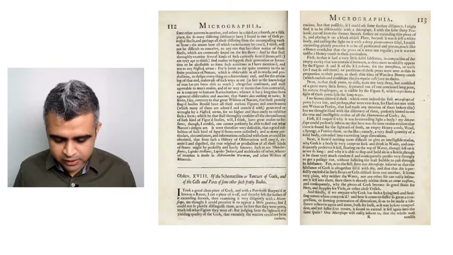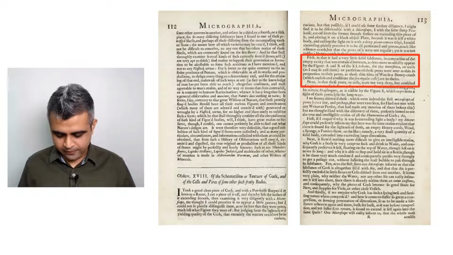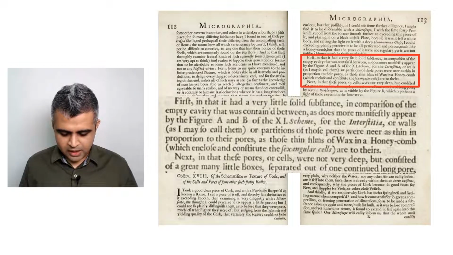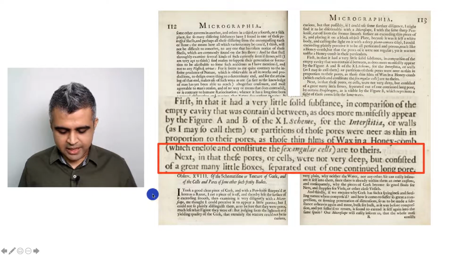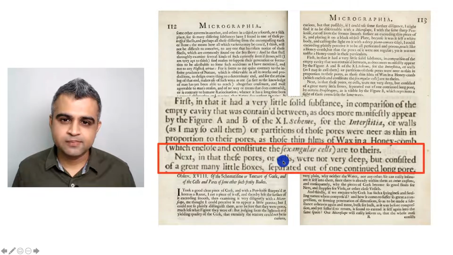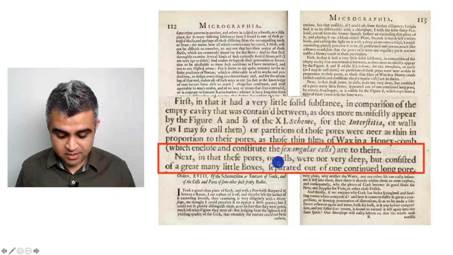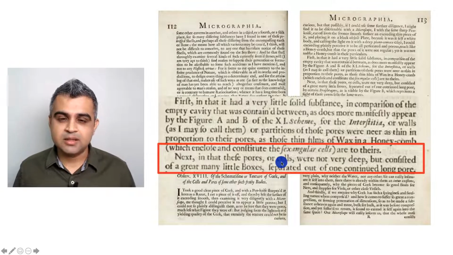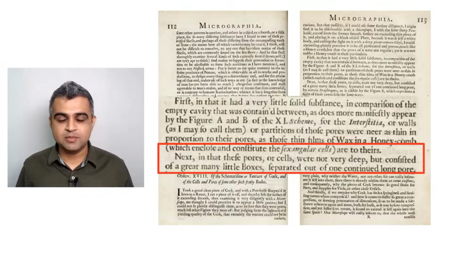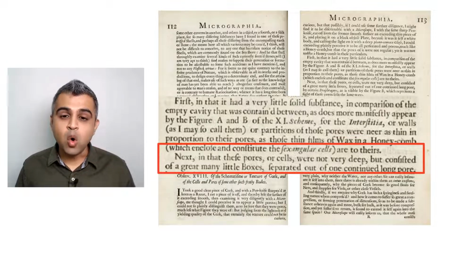Now the important thing here is that on page 113, if I was to magnify this section here, this part says next in that these pores or cells. This is the first time in recorded history that the word cell has been used. Robert Hooke was the first person who used the term cell. It is believed that he used the word cell because he was an architect.